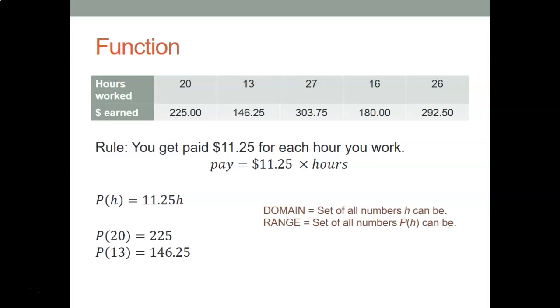But practically, there's an upper limit to how many hours you can work. So it wouldn't make sense for h to be 35 million. And it probably wouldn't make sense for h to be a negative number. So if the domain is everything that h can be, we can talk about what makes sense to do the calculations on, or we can talk about what makes sense in terms of the actual situation. In that case, the domain would be all possible numbers of hours that a person could work, anywhere from 0 up to the maximum possible number of hours in a pay period.